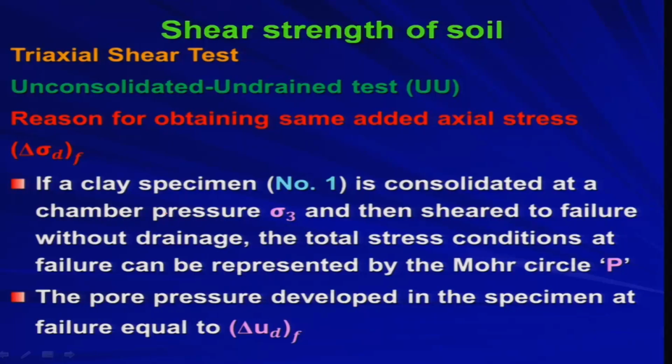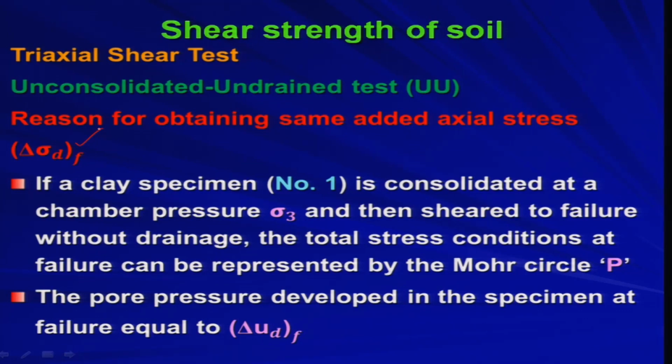We will see that. Now, what is the reason for obtaining the same added axial stress, delta sigma df? What is the reason? We have already said that sigma 1 minus sigma 3 always becomes delta sigma df, regardless of whatever confining pressure you are considering. That difference between the major and minor principal stress will always be delta sigma df. Why? What is the reason behind that?